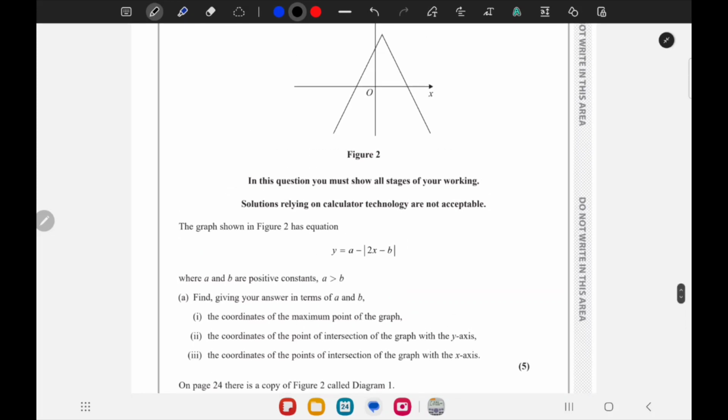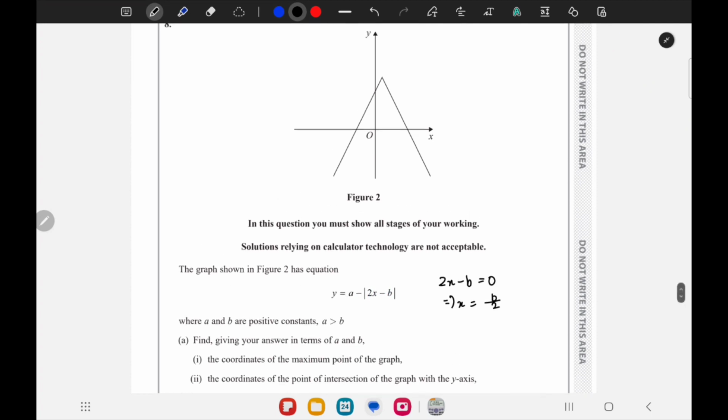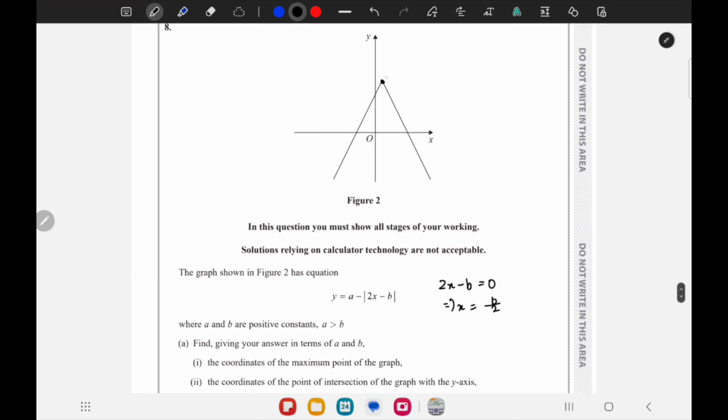So for the maximum point, 2x minus b should be 0. So x is b by 2, and at that point y will be a. If 2x minus b had any magnitude, it would be subtracted from a and the value would decrease. So it would be less than a. So this point over here is b by 2 comma a.